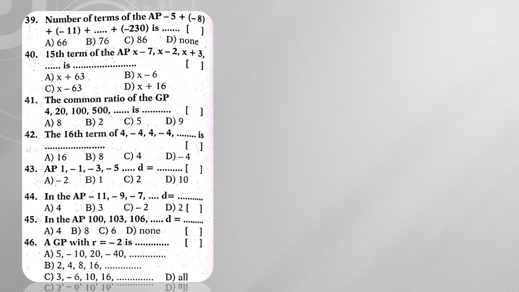Next, number of terms of the AP minus 5, minus 8, and so on. The last term is given as minus 230. Then we need to find out how many terms are there. What is A here? A is minus 5. Common difference is minus 8 plus 5, which is nothing but minus 3. Now based on the nth term concept, the nth term is given as minus 230. So using this we need to find out the value of n.